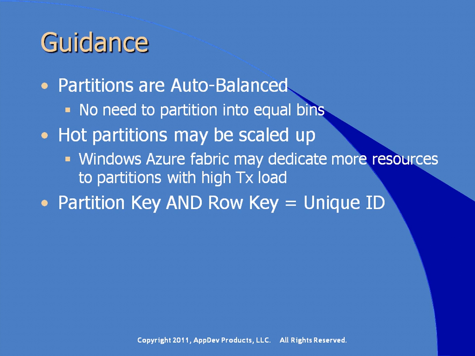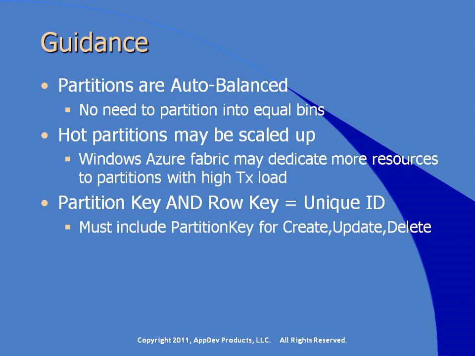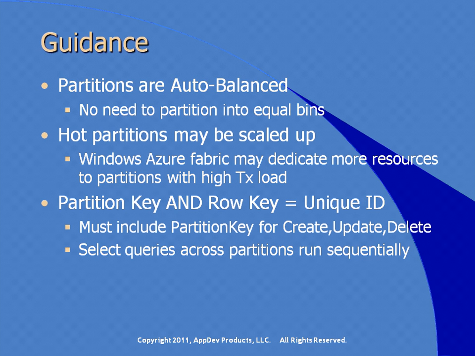In essence, the partition key and row key does equal a unique ID, so when you're querying, be sure to include the partition key and row key. In fact, if you're doing any creates and updates and deletes, you must include the partition key. There's no way around that. Any table is in triplicate, as is well the partitions. So anytime you do a select query, that select query is run across the partitions and are run sequentially.